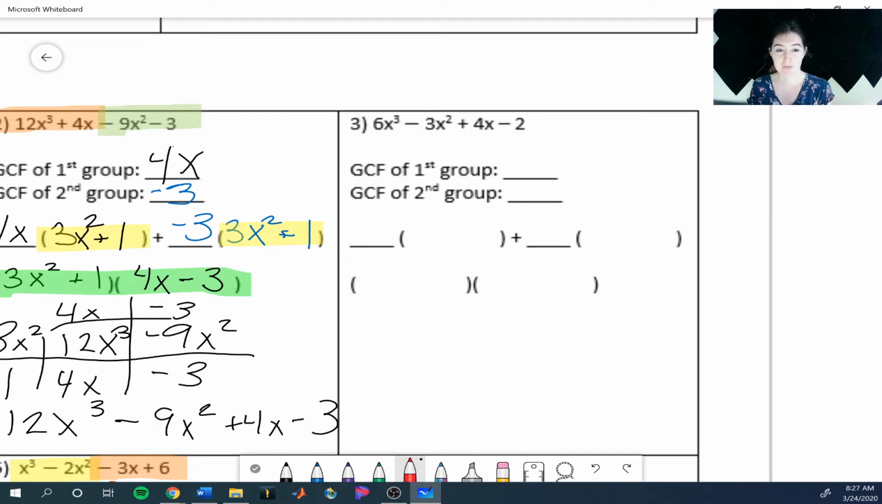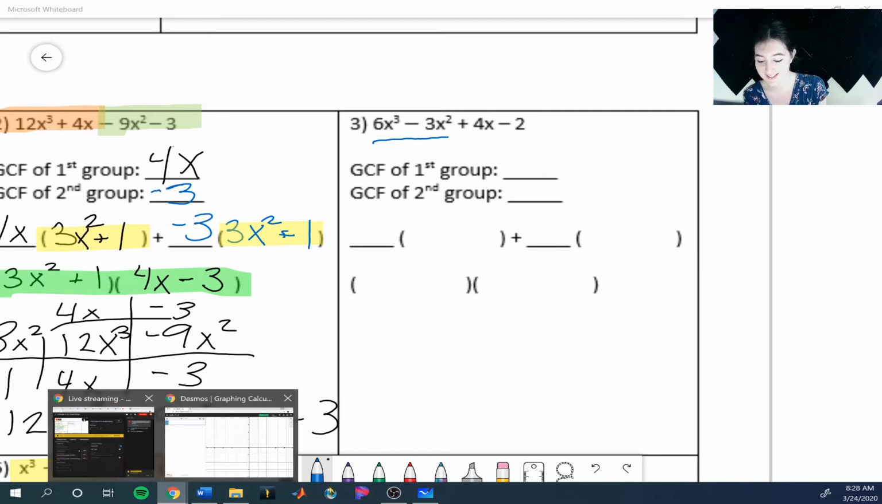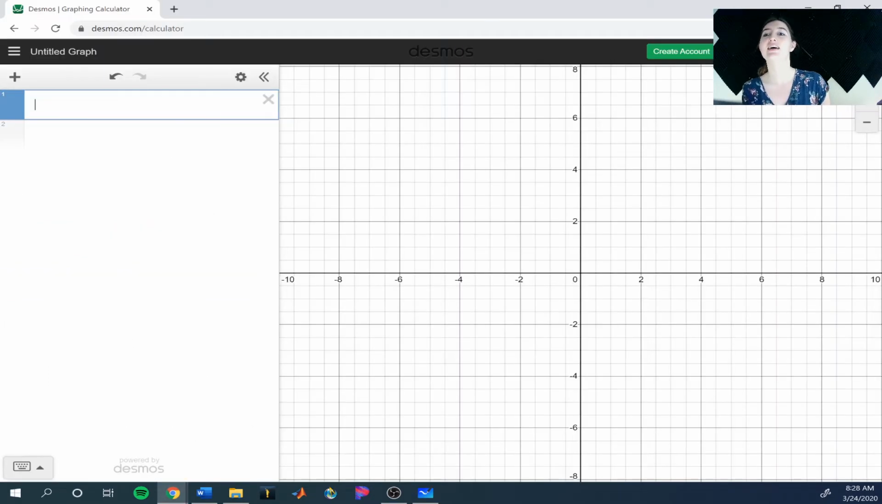Should we try it? I have 6x cubed minus 3x squared plus 4x minus 2. So I have them all listed out. For my groups, my first group is 6x cubed minus 3x squared. Do I have a negative in front of that 6? Nope, so I'm not taking out a negative. But let's take a look at 6 and 3. I have GCD, parentheses 6, comma 3. Looks like my greatest common factor is 3.